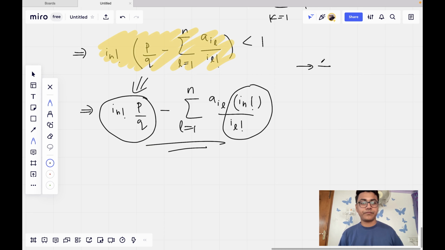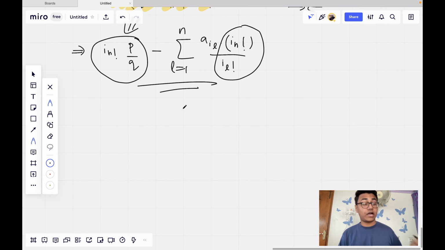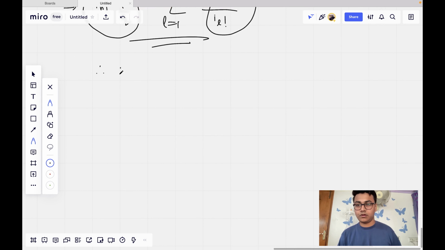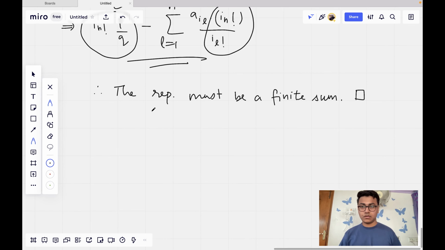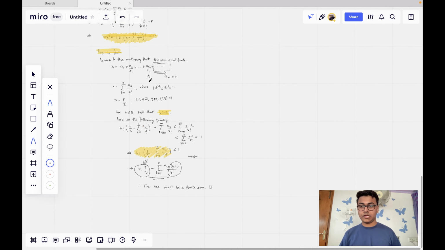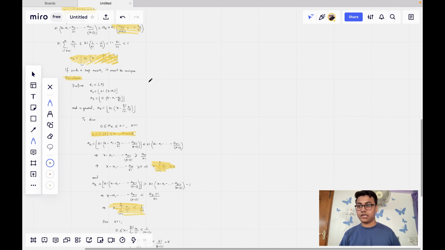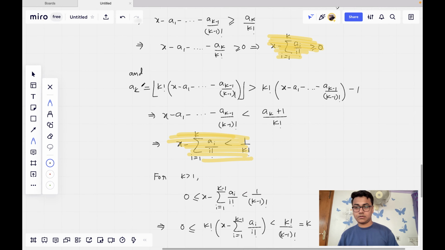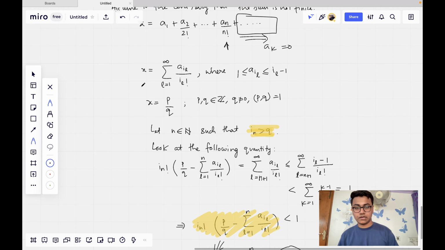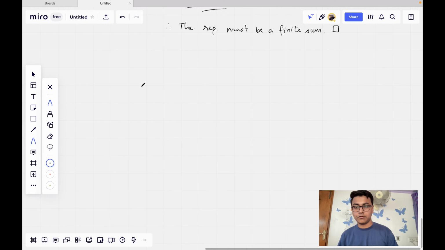So the sum can't be infinite. Therefore the representation must be a finite sum, and we are done. Okay, this was a very involved question, a very lengthy one. Now that we are done with this, we will move to the next one.